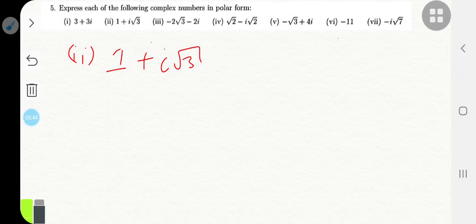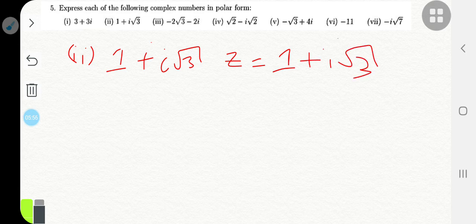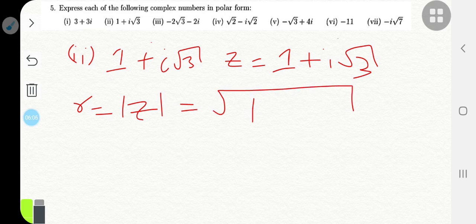So on part 2, we have been given 1 plus i root 3. So just let my z be equal to 1 plus i root 3. Then I'll say, let me find my r, which is just the magnitude or the modulus of z. And we know how to find this thing.